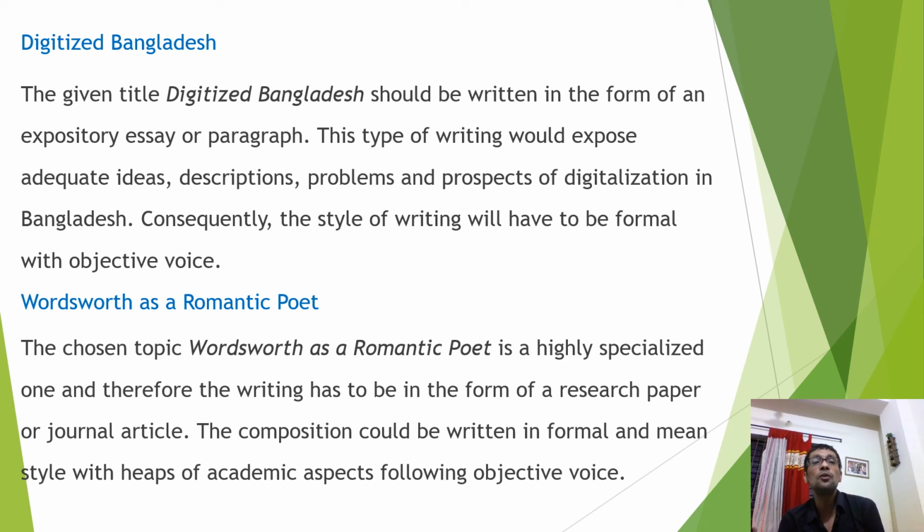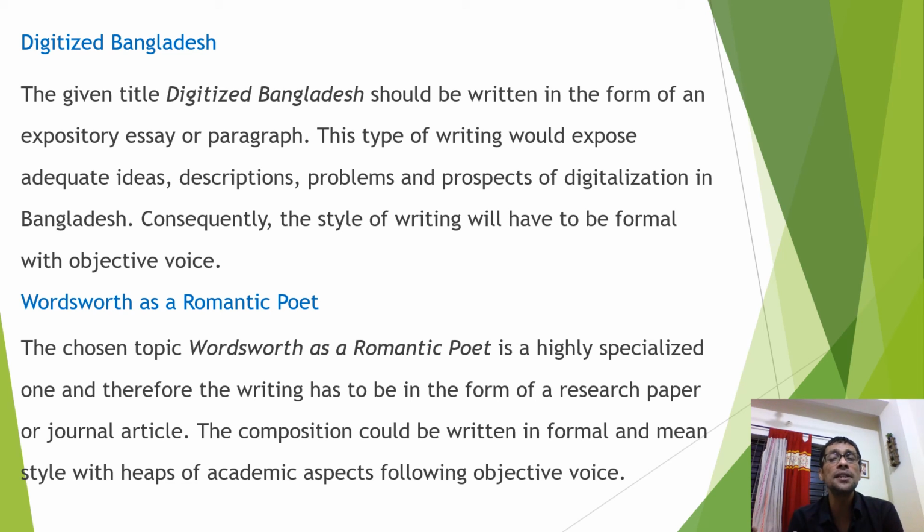And the last one now, Wordsworth as a romantic poet. The chosen topic, Wordsworth as a romantic poet, is a highly specialist one, and therefore the writing has to be in the form of a research paper or journal article. The composition could be written in formal and mean style with heaps of academic aspects following objective voice.